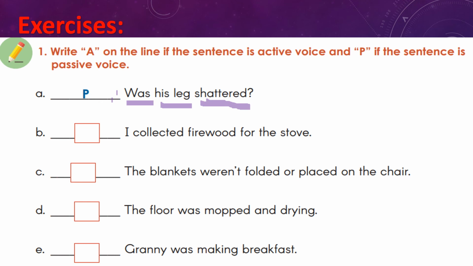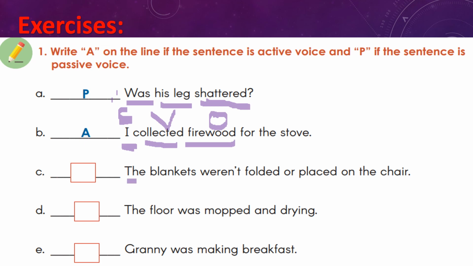Letter B. I collected firewood for the stove. Okay, we have I, which is the subject. We know the doer. Collected is the verb, and who collected the firewood? So the firewood is the object. So we have SVO. So this sentence is active. Excellent.